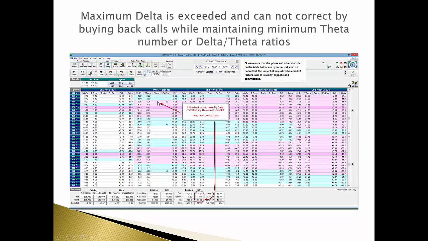I attempt to buy back 2 more of these 870s, which is essentially all that I can buy back under my guidelines. If I had to buy back more than 2, I'd be left with less than 10 here, and then I would have to make the roll anyway. But I buy back these 2 to get my delta to around minus 80, and I notice my theta is down to 66. That being the case, I'm due for another roll.